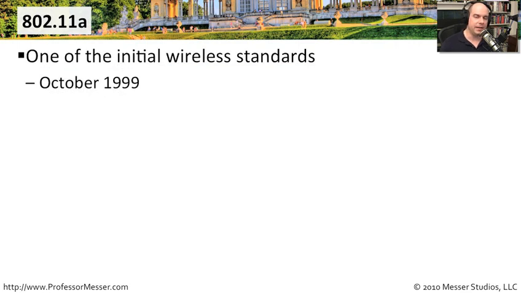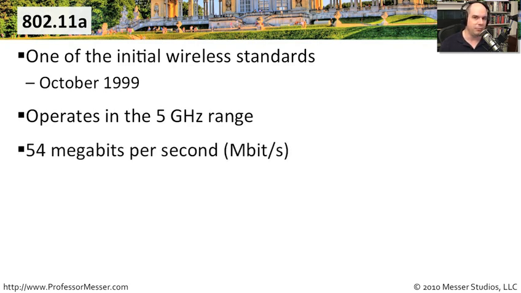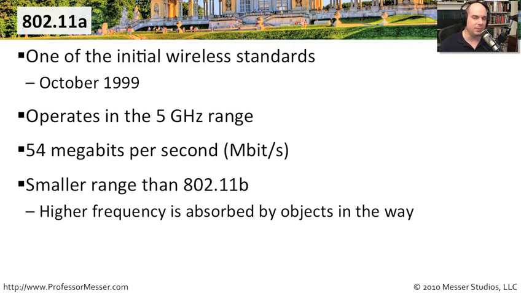802.11a was one of the very first 802.11 standards to be introduced, in October of 1999. It's notable for operating in the 5 gigahertz range, which was a relatively high frequency, and it ran relatively fast too, at 54 megabits per second, which on our wireless networks was pretty fast. This has a smaller range than 802.11b. That's the operating range that we have for the wireless network. Because such a high frequency is in use, the things that are in the way of that radio signal tend to absorb those particular frequencies very, very easily.